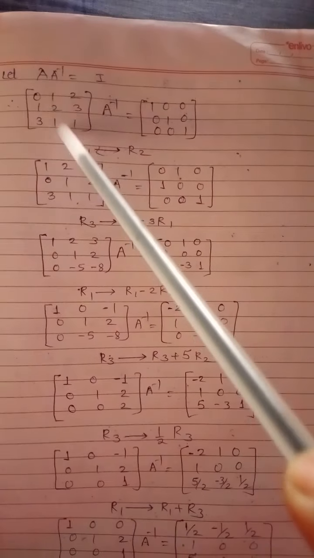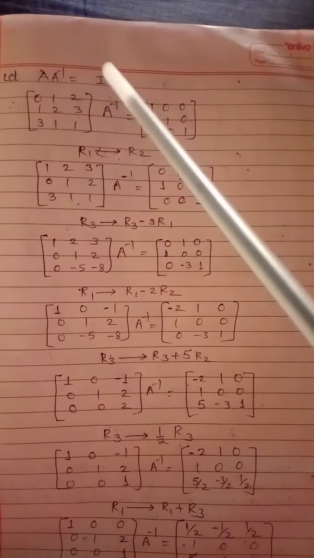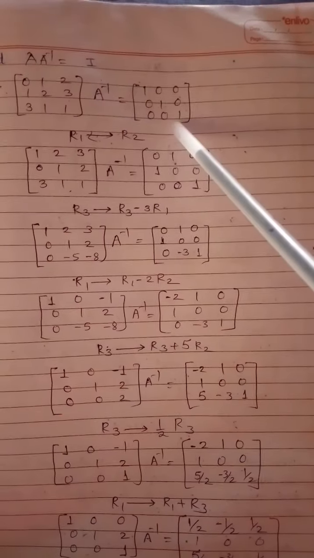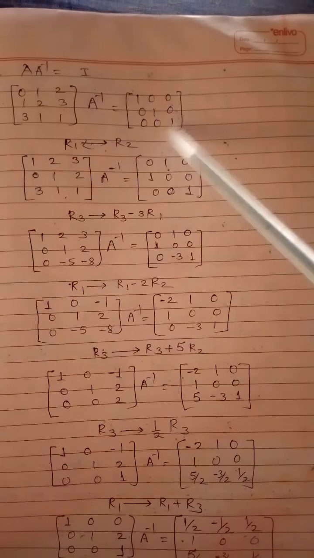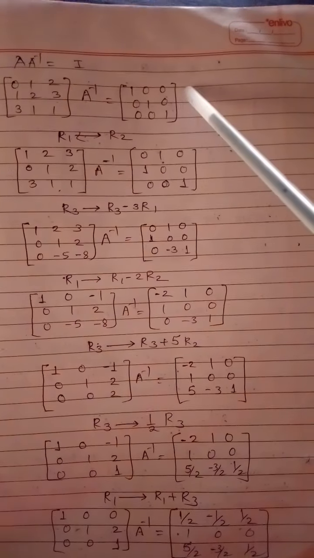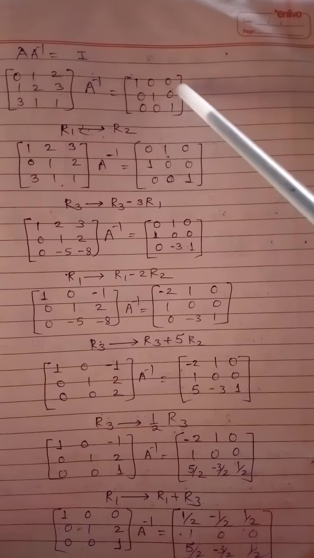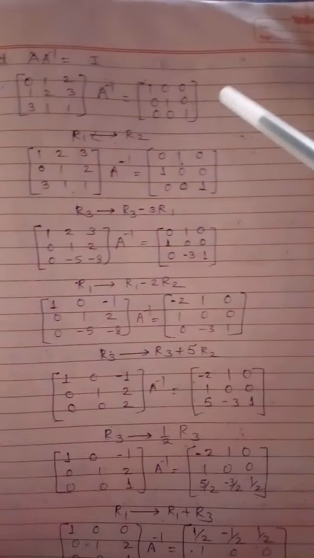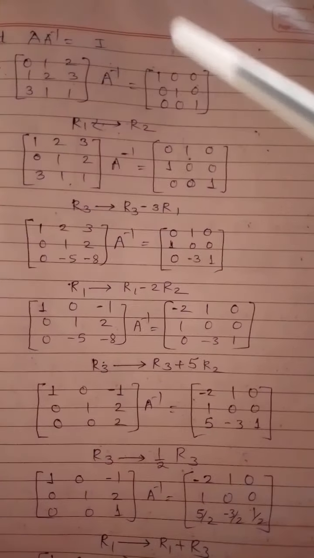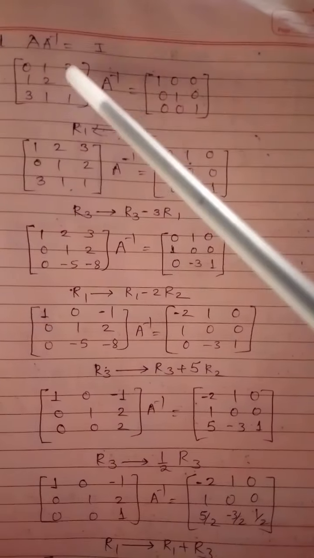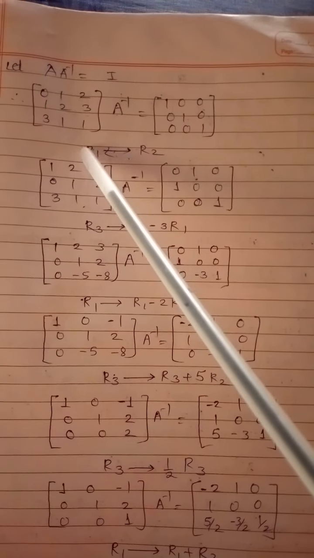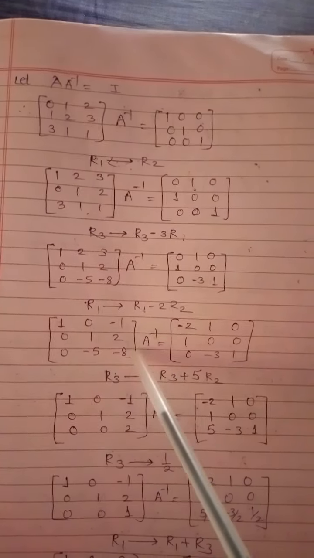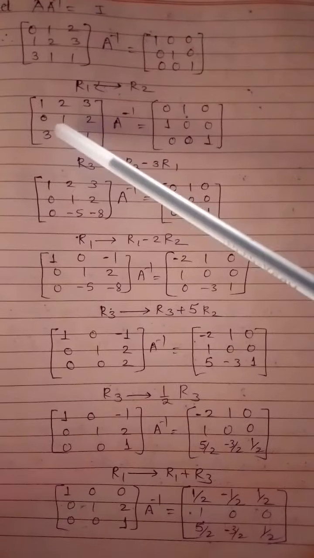So here we write down A, again A inverse is equal to I. The identity matrix of order 3 by 3 is written like this: 1 0 0, 0 1 0, and 0 0 1. Now what is our aim? We have to make this matrix an identity matrix, and so we have to make the changes with the rows like this. So see, I am going to explain.